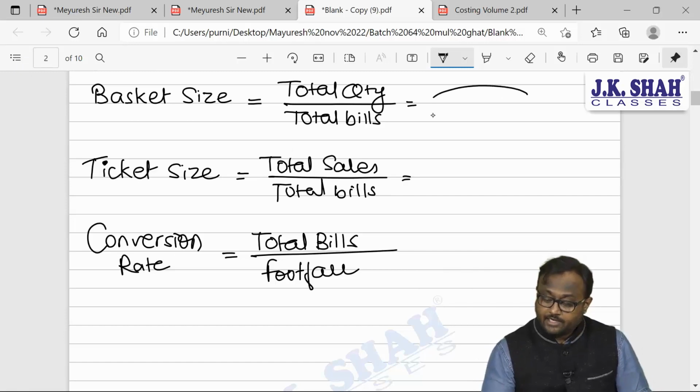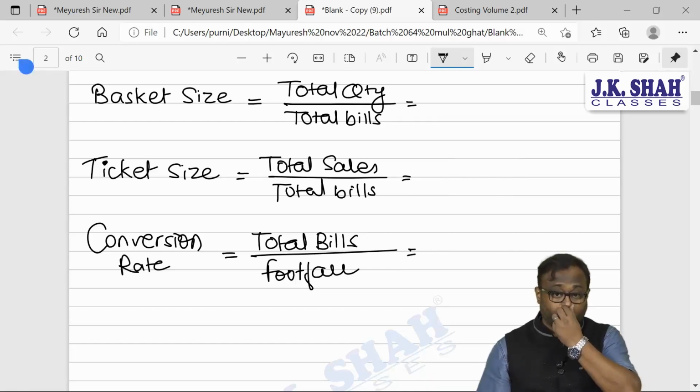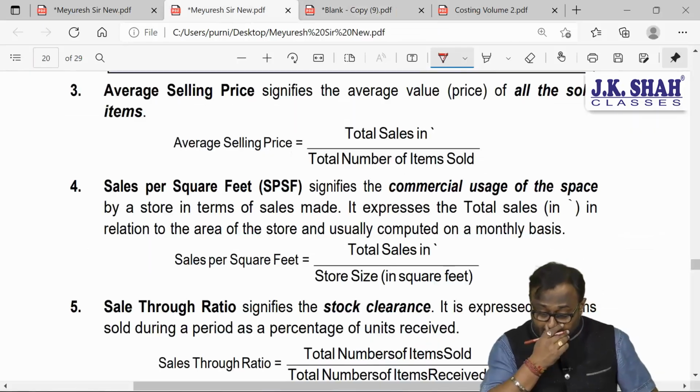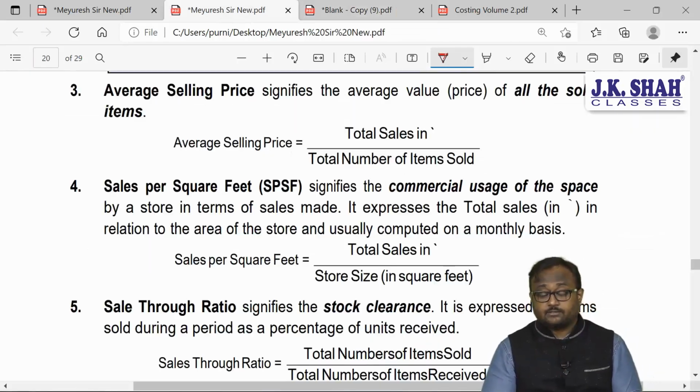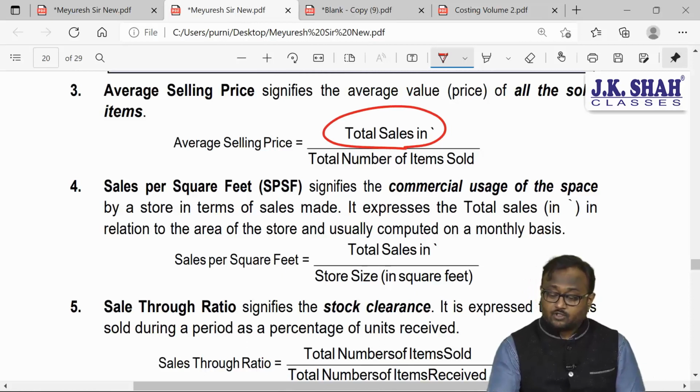So how many items are purchased by one person? How much is the total amount of one person? How much is the conversion out of the total footfall? Apart from that, you may also go for average selling price. You find out how much is the total collection and how many items are sold. Average selling price can also be considered.